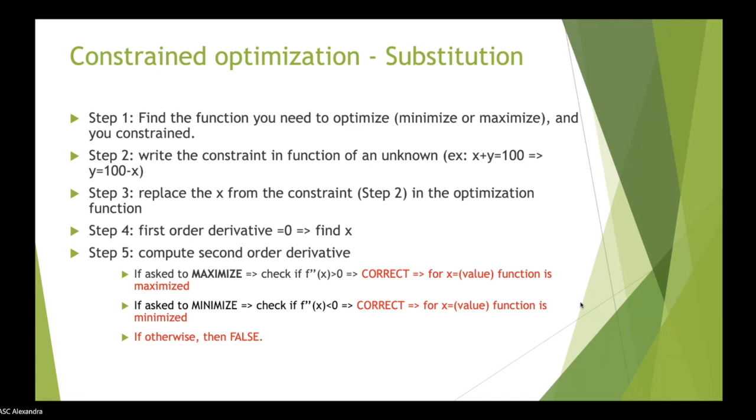If the problem says you have to maximize your profit, and the second order derivative of your profit is indeed larger than 0, then you should have the options to say correct or true, or the function is maximized. If the problem says that your profit has to be maximized, but your second order derivative is actually smaller than 0, then it's a false statement.